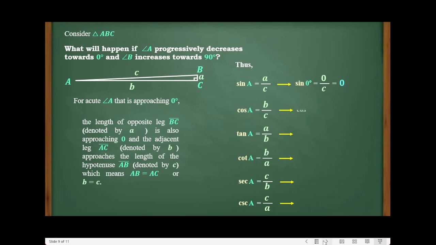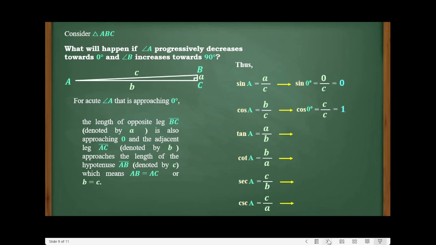And then, for the cosine of A, which is adjacent over the hypotenuse, since angle A is 0, this leg now becomes as long as the length of the hypotenuse. Therefore, B can be replaced by C. So the ratio becomes C over C, which is equal to 1, meaning cosine of 0 degrees is equal to 1.